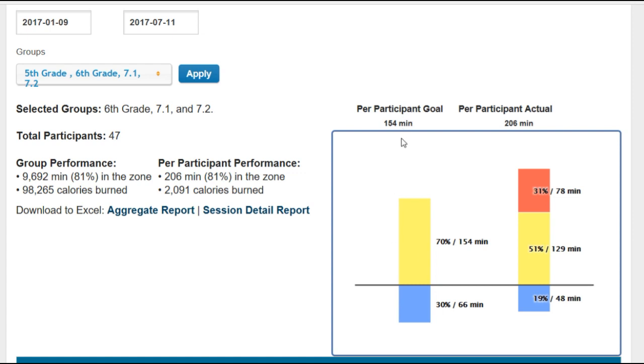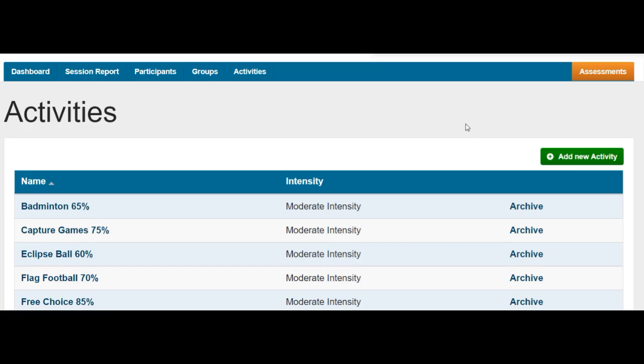Over here, this graph will show you your goal that you had set as a teacher in relationship to what the students were able to achieve. This will help you set your rigor for participation, and the rigor that we're talking about is, once again, MVPA, moderate and vigorous movement combined. So this is the beginning of taking a deep look at last year's data, starting to make your plans for next year. The next report that we want to look at is in activities.